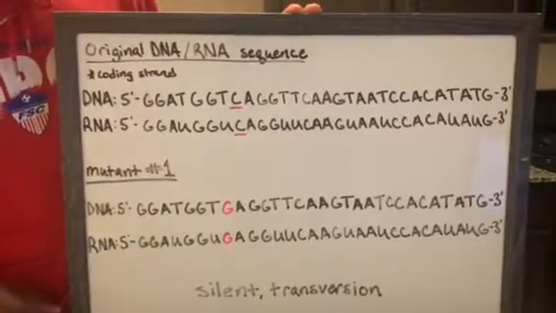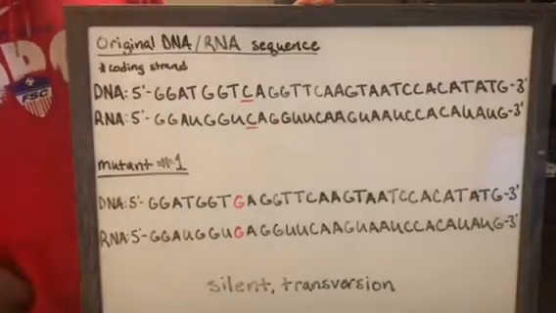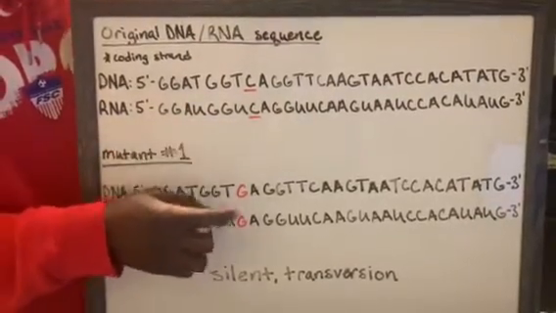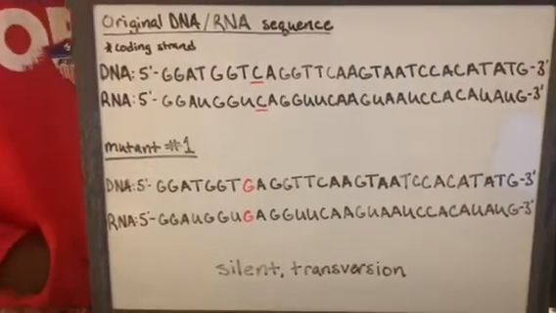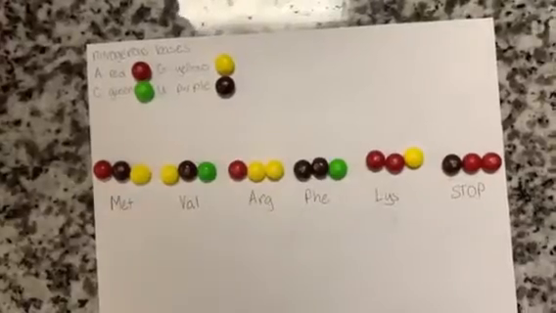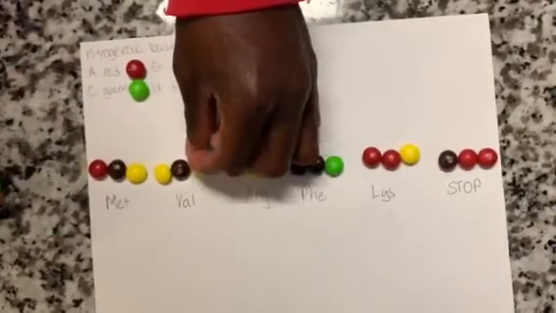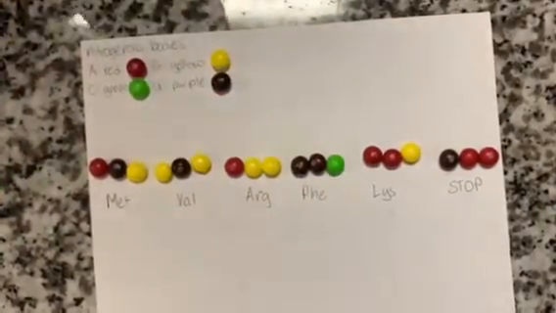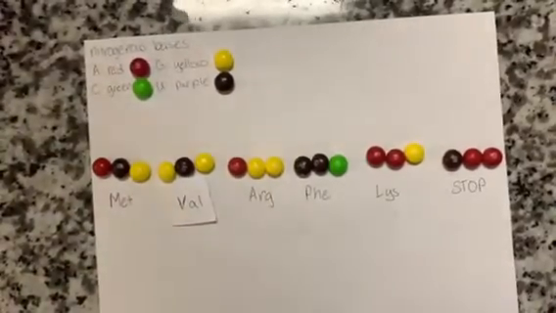In this mutant sequence, we observe a C base change to a G. This is known as a transversion because the pyrimidine base changes to a purine. A purine base changing to a pyrimidine is also known as a transversion. When we change the C base to a G base, this codon still codes for the same amino acid. This is known as a silent mutation.